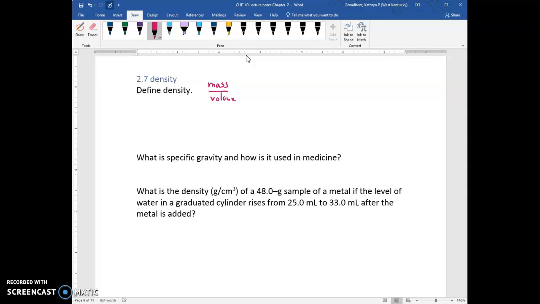And a bar of iron would be dense. It would have lots of mass for its volume.